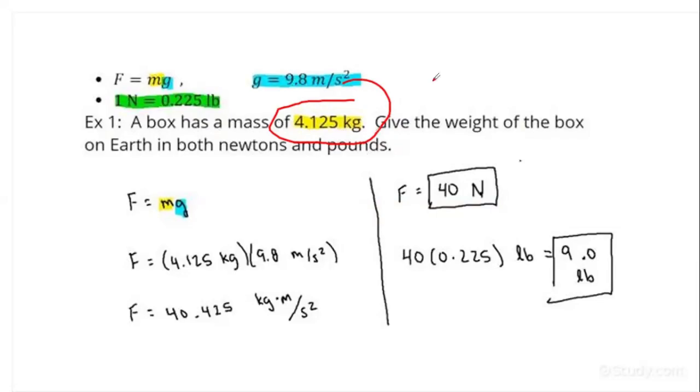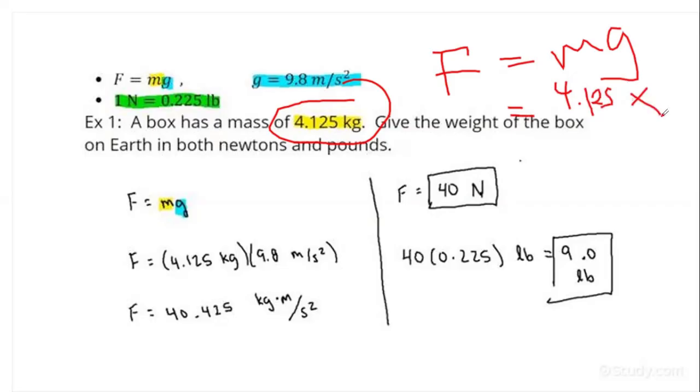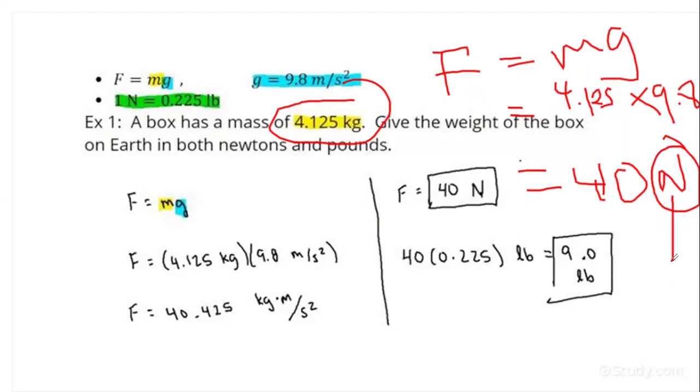So we know that the weight, which is just the force, will be equal to mg, and the mass they have given us is 4.125 multiplied by the gravitational force, which is 9.8, or you can use 10. When you multiply these two, you get your weight or your force, which will be approximately 40. The unit for weight is just newtons. But what are newtons actually when you break them down into SI units?